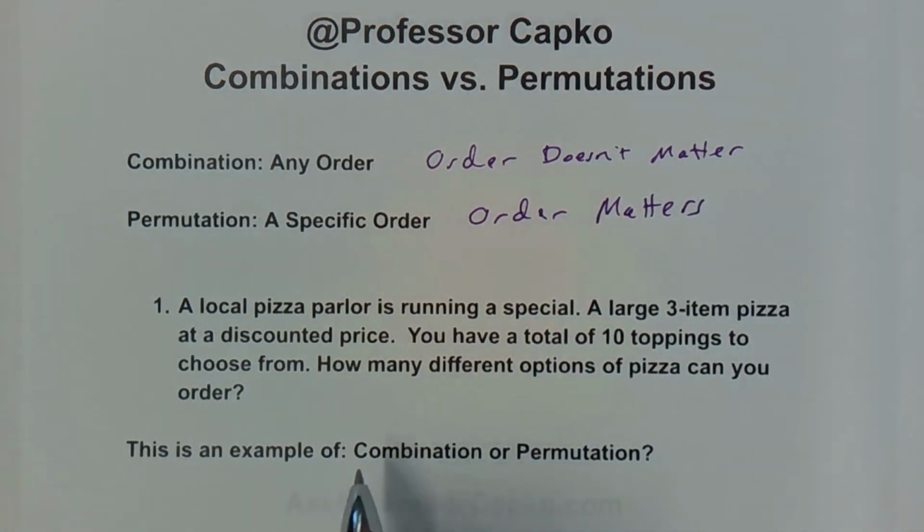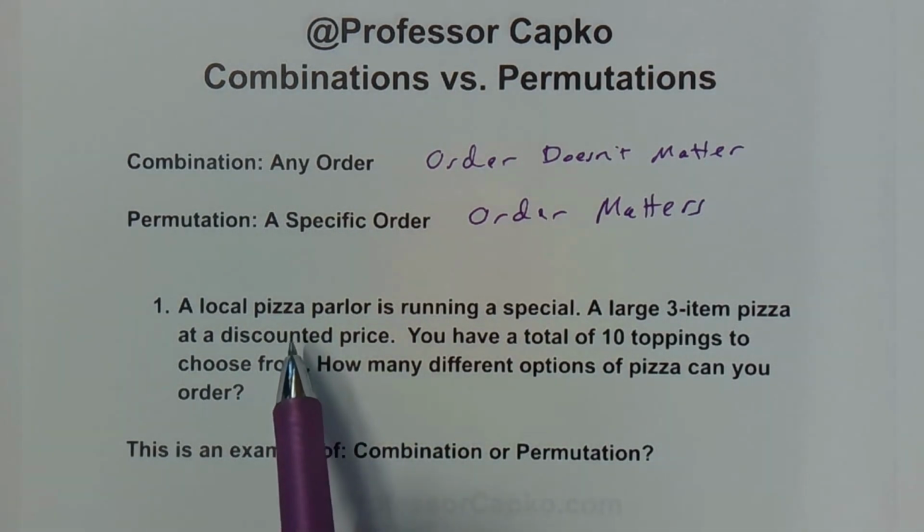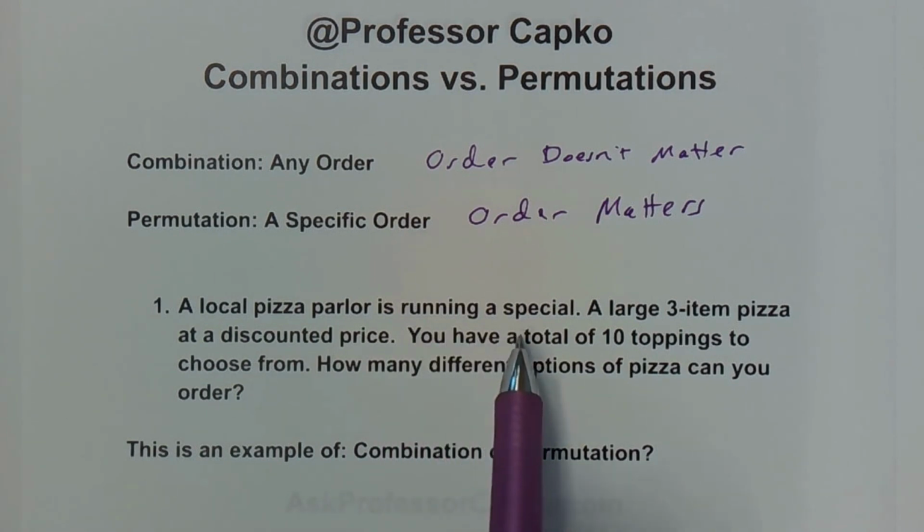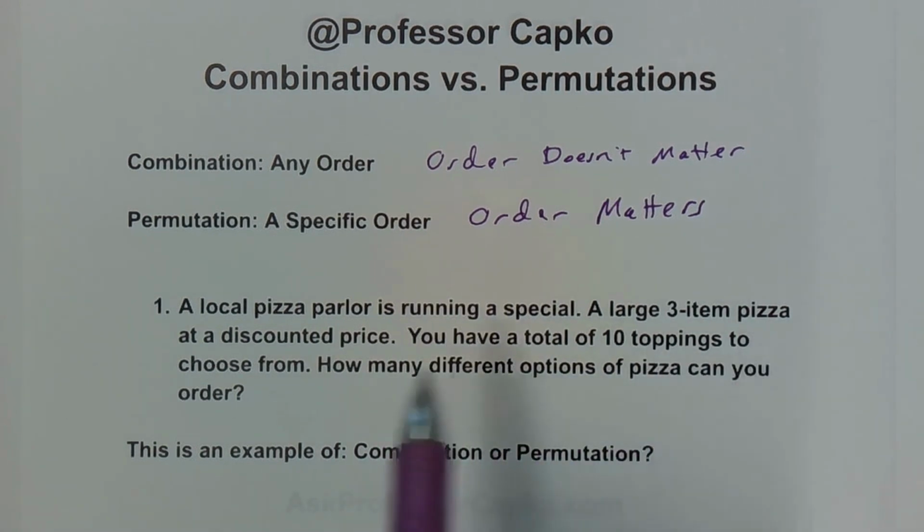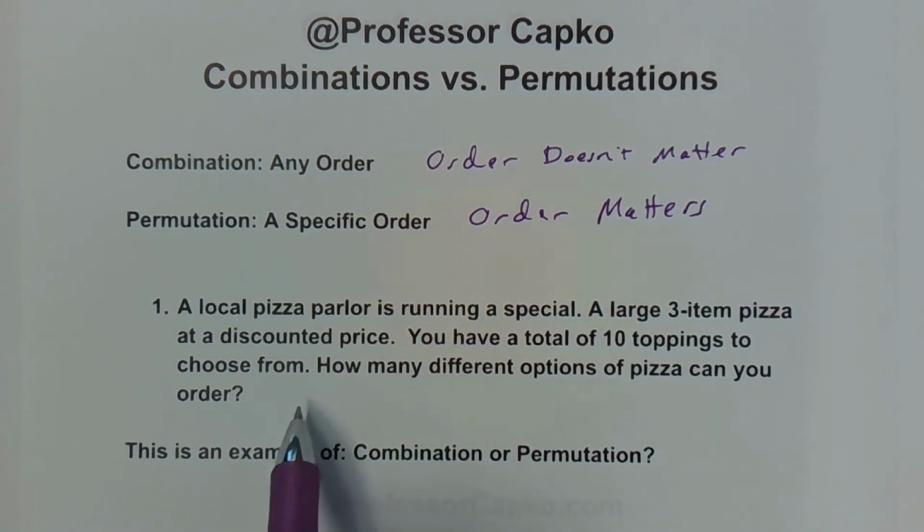Now I'm going to show you some examples of how to calculate these. Let's look at the first one. It says a local pizza parlor is running a special: a large 3-item pizza at a discounted price. You have a total of 10 toppings to choose from. How many different options of pizza can you order? If you're not hungry yet, you should be now. But first question: is this an example of a combination or a permutation? Put it down in the comments if you know.